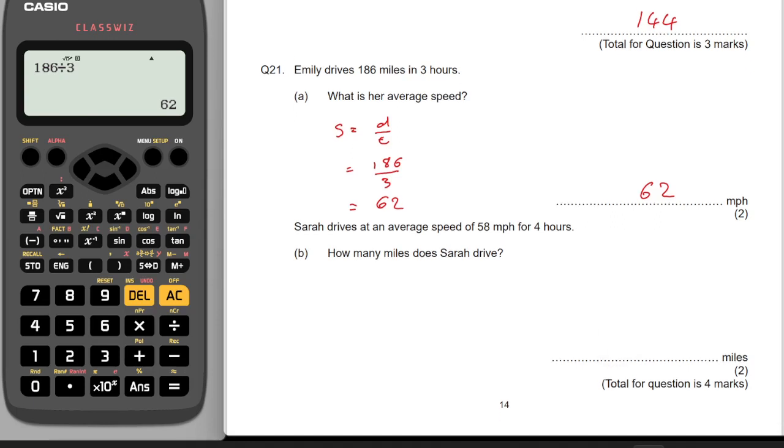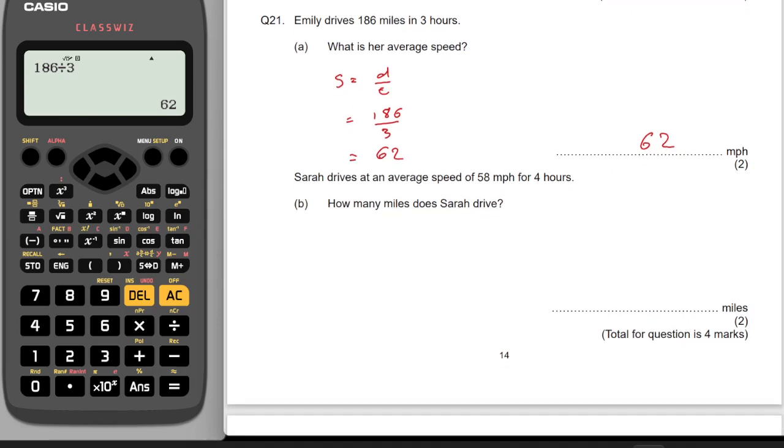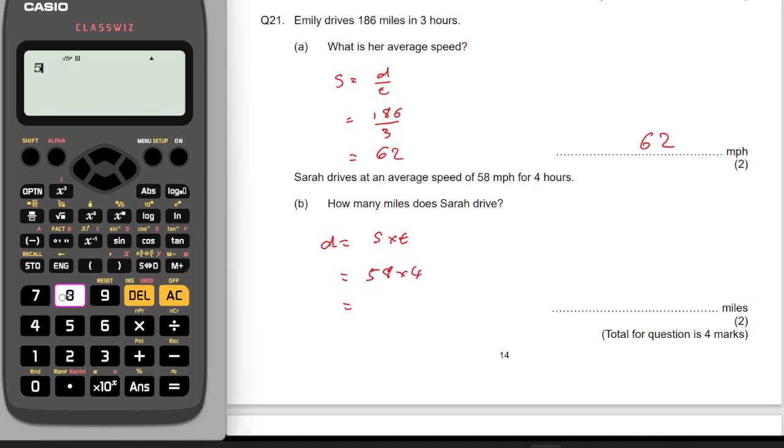Sarah drives at an average speed of 58 miles per hour for 4 hours. How many miles does Sarah drive? Well, distance is going to be equal to speed times by time. So we're looking at 58 times by 4. So we're looking at 232 miles. Again, just double check units, miles and hours, hours. So my answer would be in miles.